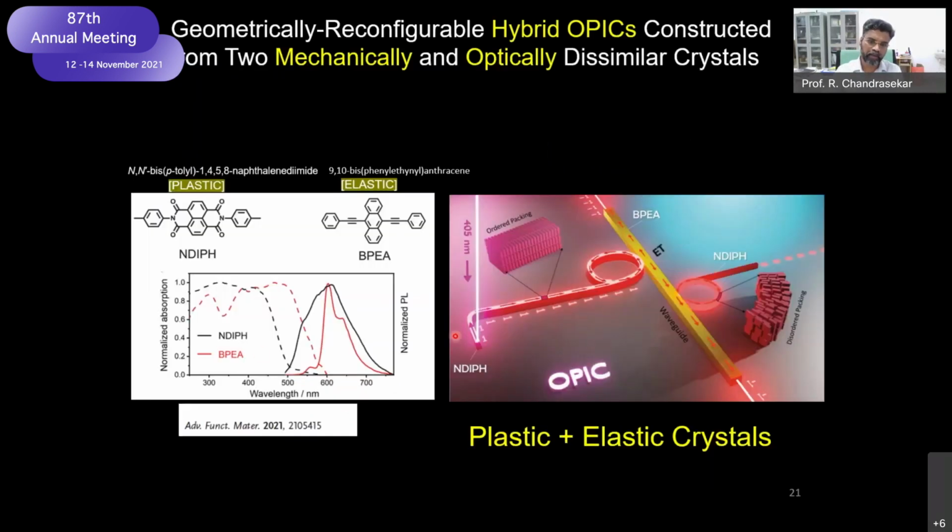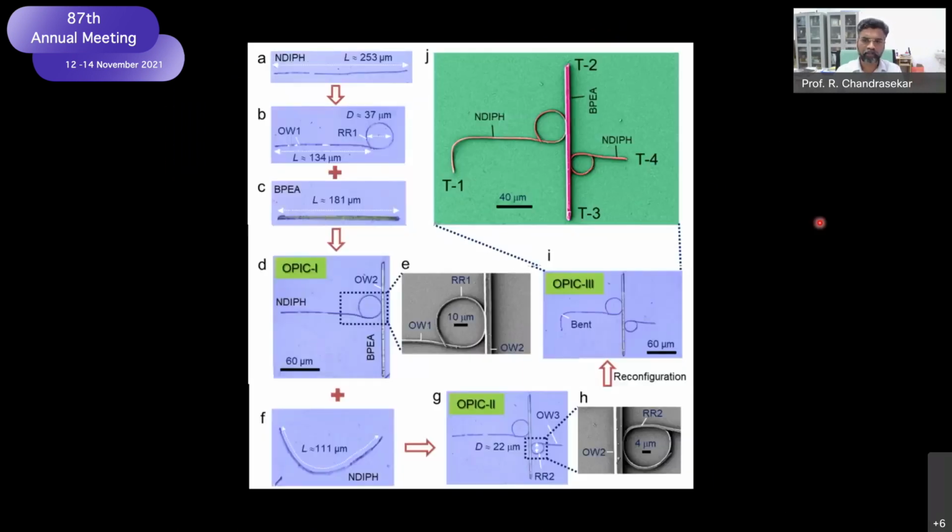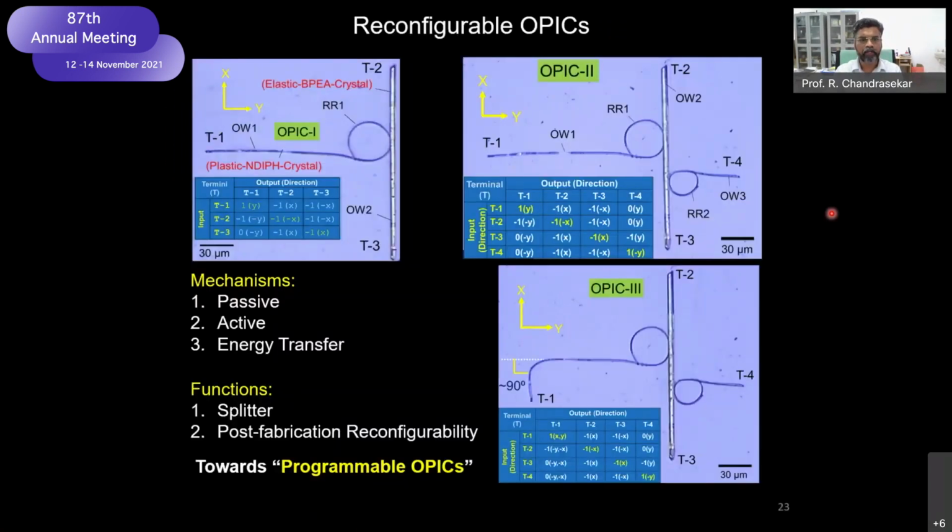So we also created this kind of hybrid circuit using 2 different crystals. And if you look at here, this is the way we construct the circuit, and the final circuit is quite stable under electron microscopy experimental condition. And the table looks pretty complex here, but what I want to tell you is we were able to incorporate passive, active, and in this case, energy transfer also. So the energy transfer is happening between this crystal and this crystal, because they are electronically different.